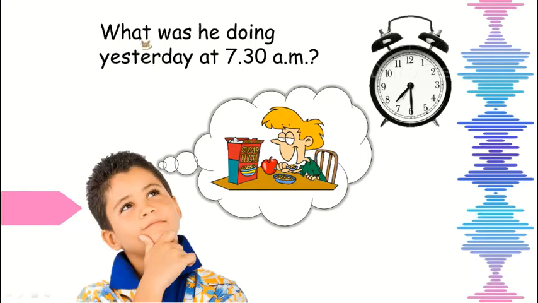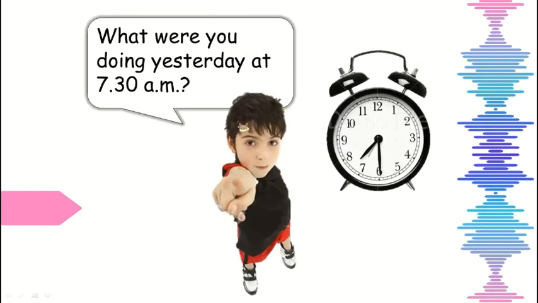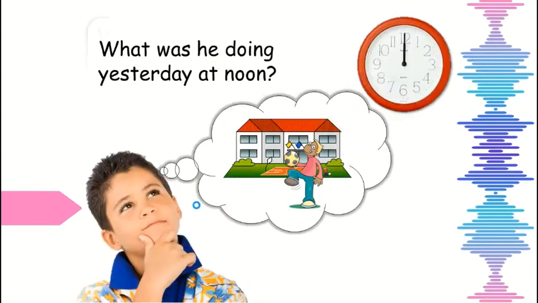For example, what was he doing yesterday at 7:30 a.m.? So here I have a certain time. He was having breakfast. Okay, so I use the past continuous. Now, what were you doing yesterday at 7:30 a.m.? Okay, what was he doing yesterday at noon? So again, this is a certain time.